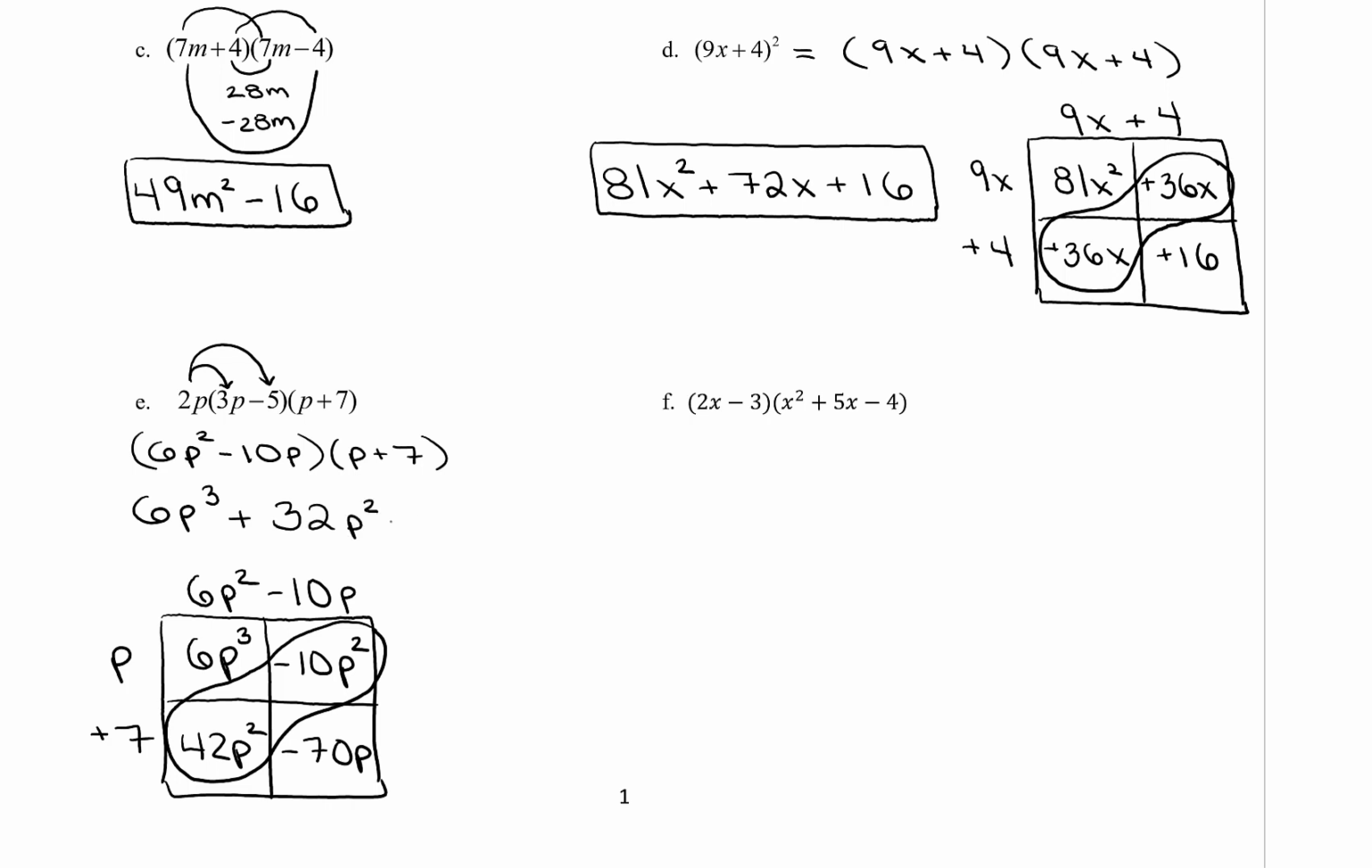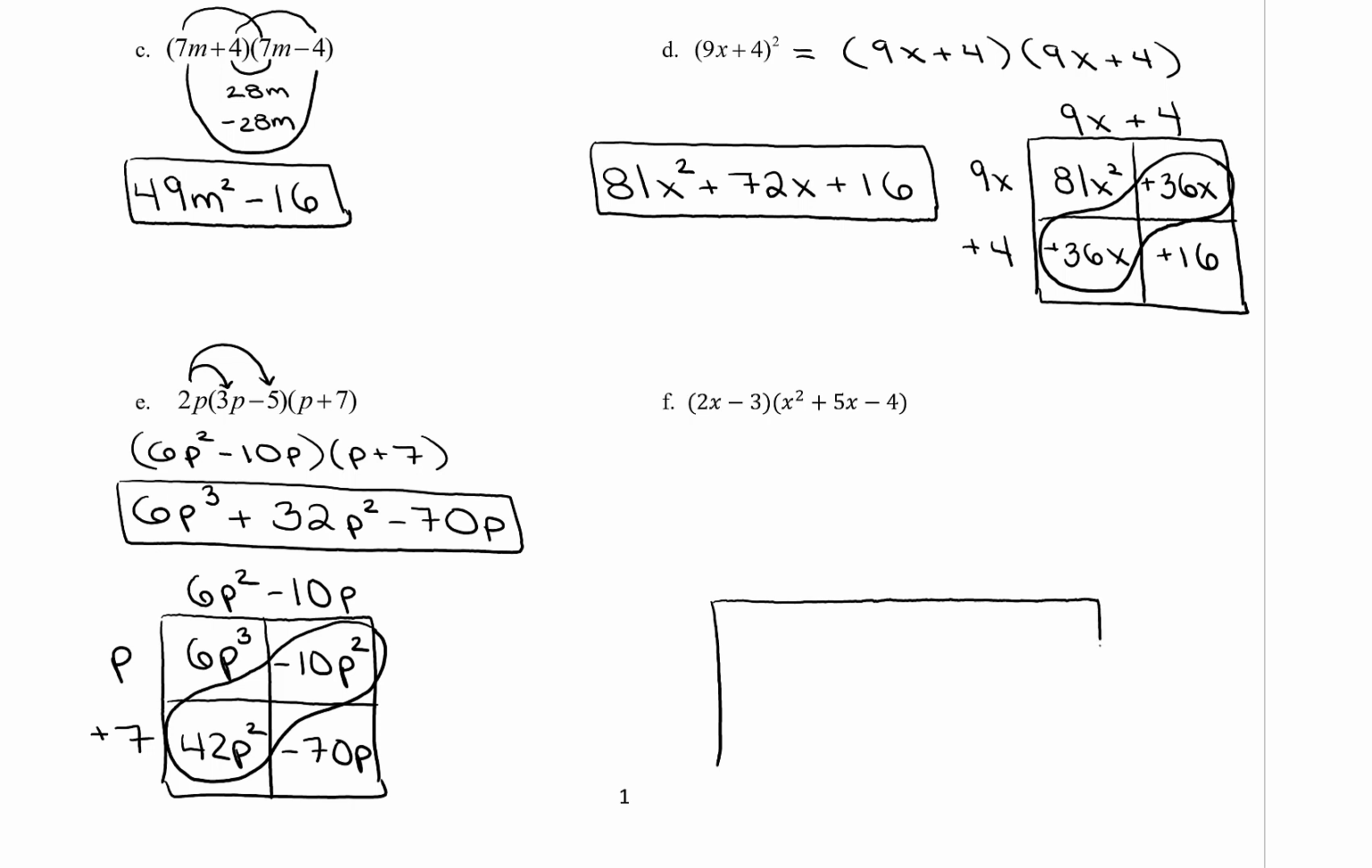F. I have a binomial times trinomial. So I have the binomial 2x minus 3 times the trinomial x squared plus 5x minus 4. I'm going to draw a 2 by 3 box because I have two terms in that first binomial that I'm multiplying, and then the second polynomial is a trinomial and it has 3 terms. I'm going to write the 2x minus 3 on the left-hand side, with the 2x in front of the top row, and the negative 3 in front of the second row.